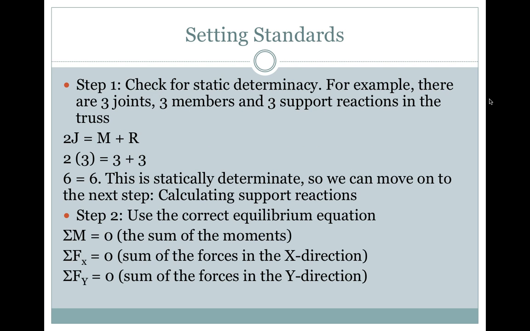Step 1. Check for static determinacy. For example, there are 3 joints, 3 members, and 3 support reactions in the truss. So here we plug it into our equation. 2 times 3 equals 6. 3 plus 3 equals 6. So 6 equals 6. This is statically determinate. So we can move on to the next step, calculating support reactions. Step 2. Use the correct equilibrium equation. So here are our different options: the sum of our moments, the sum of our forces in the x direction, and the sum of our forces in the y direction.